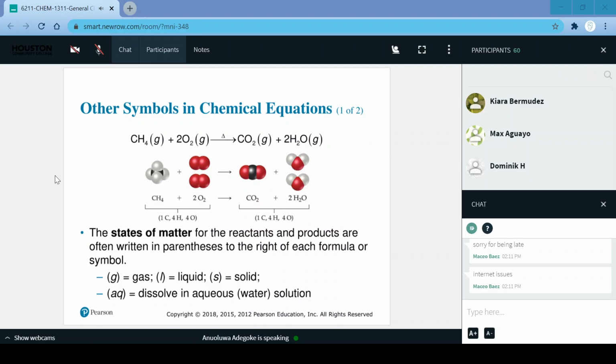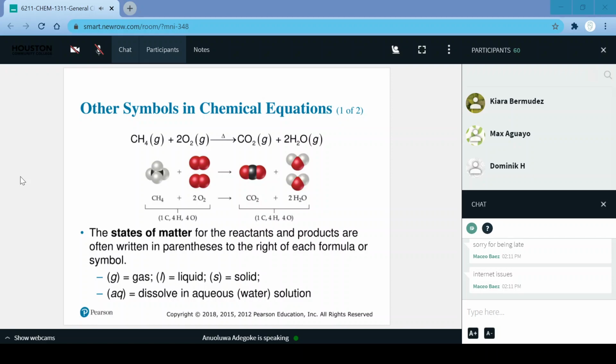Typically, if you are told to balance this reaction, you've got to know how to change and work with the coefficients to have a balanced equation. When we balance an equation, we count the number of atoms on the left, which is the reactant side. That should be equal to the number of atoms on the right, which is the product side.